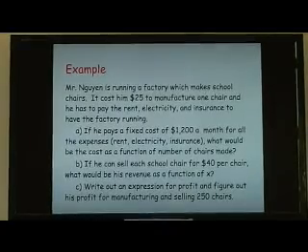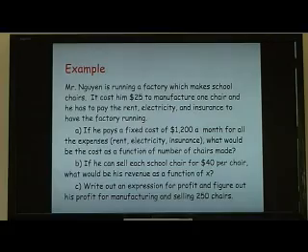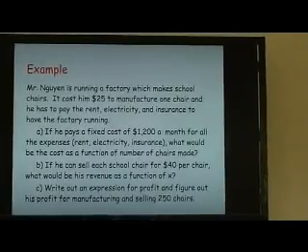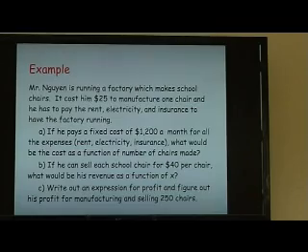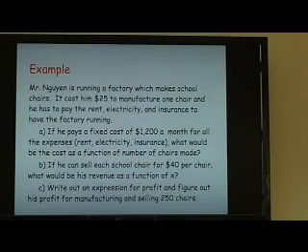Example. Mr. Nguyen is running a factory which makes school chairs. It costs him $25 to manufacture one chair, and he has to pay rent, electricity, and insurance to keep the factory running. If he pays a fixed cost of $1,200 for all expenses, what would be the cost function for the number of chairs to make? If he sells each school chair for $40, what will his revenue be as a function of x? Write out an expression for profit and figure out his profit for manufacturing and selling 250 chairs.